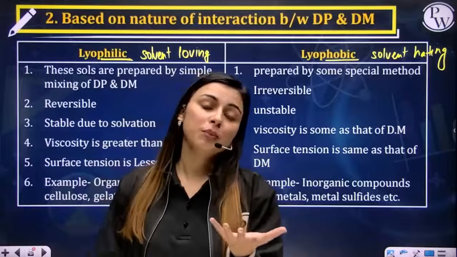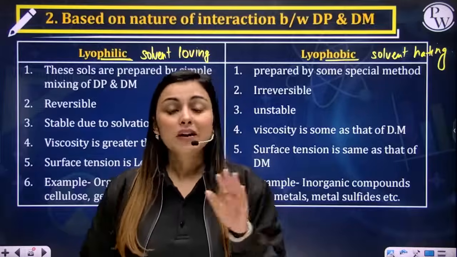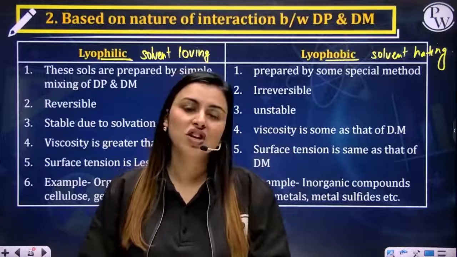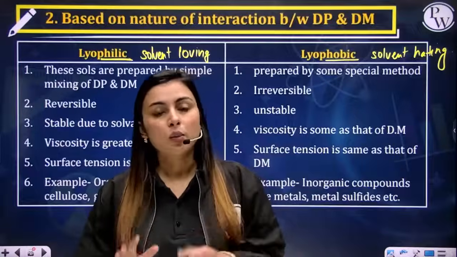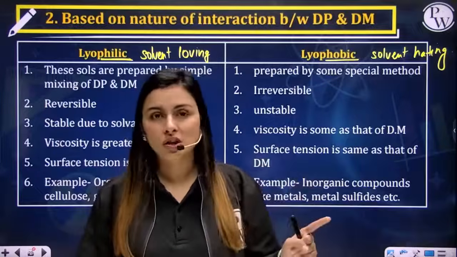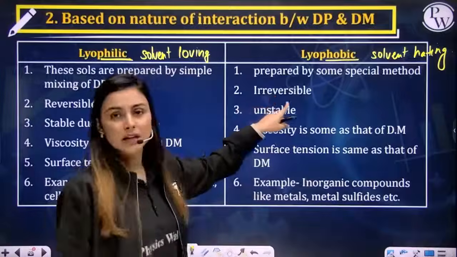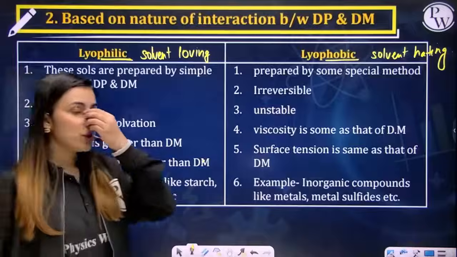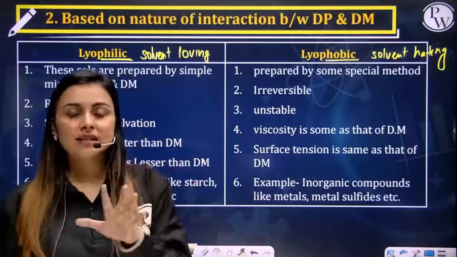If you have two people who don't like each other, if they start talking with someone else, they'll never ever want to talk to each other again. They'll always find one way or the other to not talk to each other, right? Yes. So they are irreversible. They are stable due to solvation. Now let's try to understand how they are stable due to solvation.